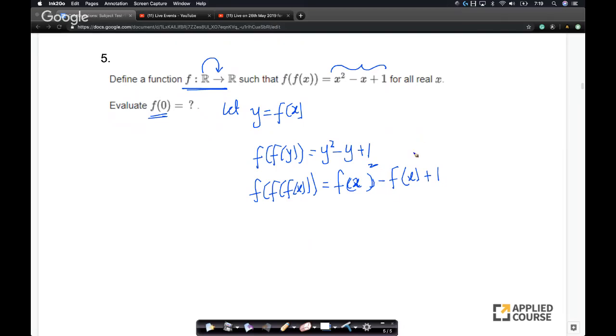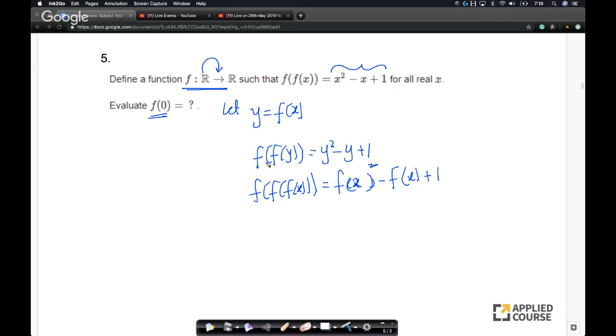Yeah, so that makes sense, right? This is y squared, right? Y squared is f of x squared. Okay, so now let's see. So f of y, okay, so I got this, fair enough. Now let's see, if I put x equals 0, what happens?